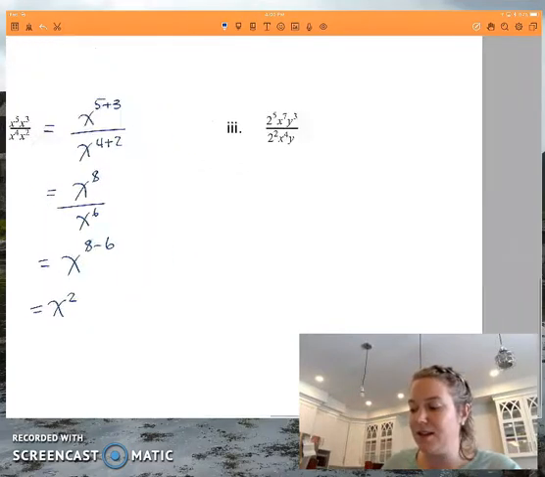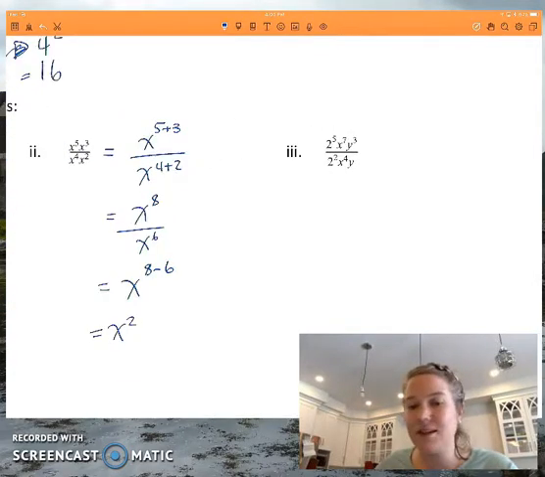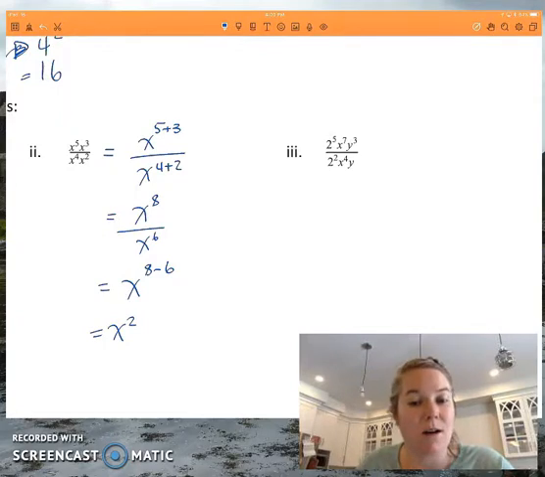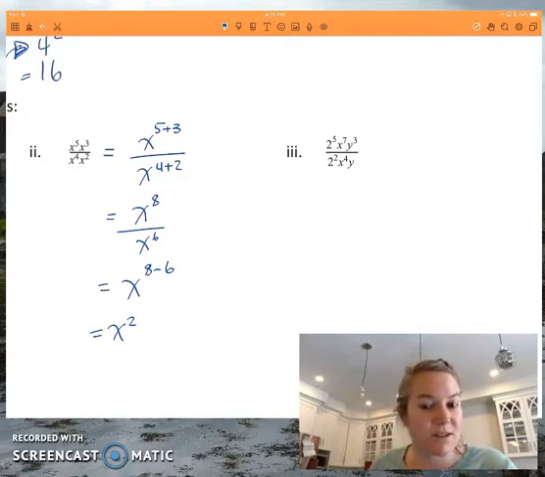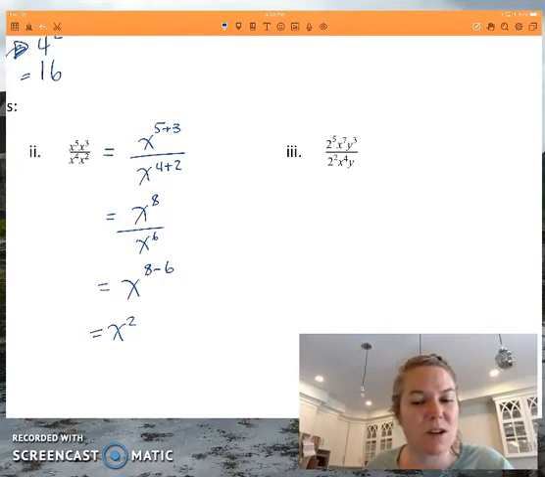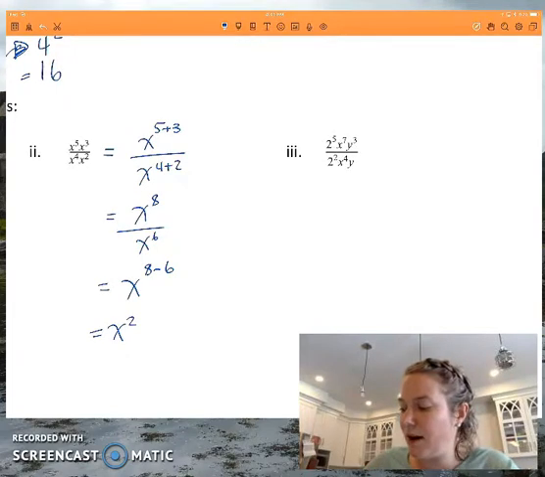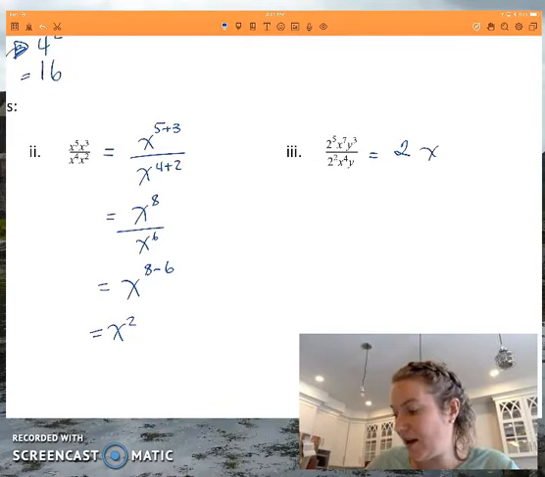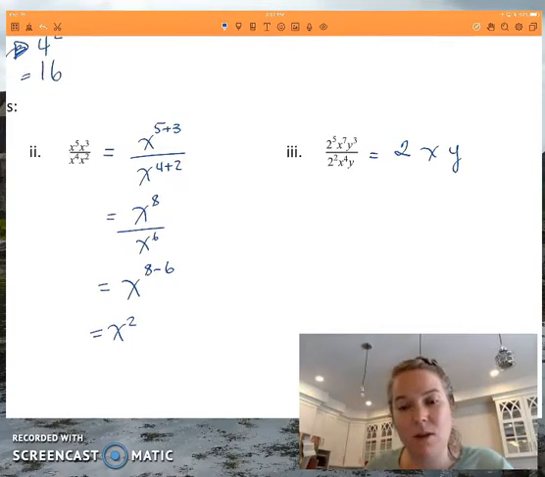Okay, let's do one last question. This one is more complex because I'm mixing your whole number bases in with your variable bases. So now I want you to pay really close attention. In this case, I can do the division first. That's not a problem. And really, there's no multiplication on the top and the bottom. So I'm going to do division. So how many bases do I have? I have 2 as a base, I have x as a base, and I have y as a base. So I have 3 bases.